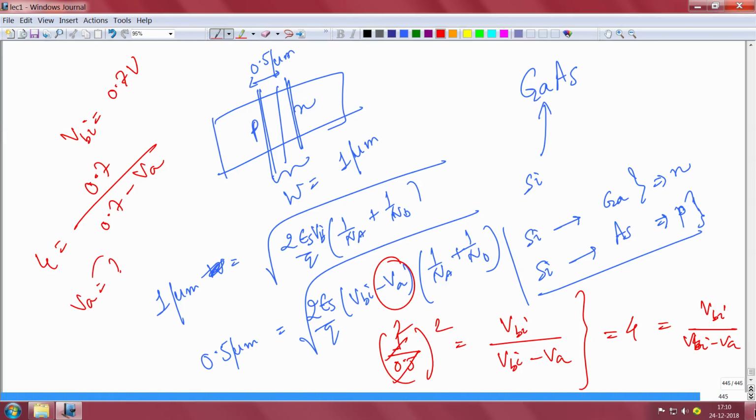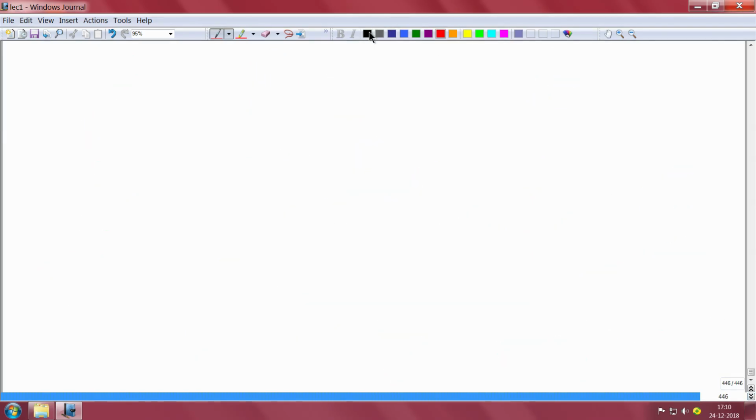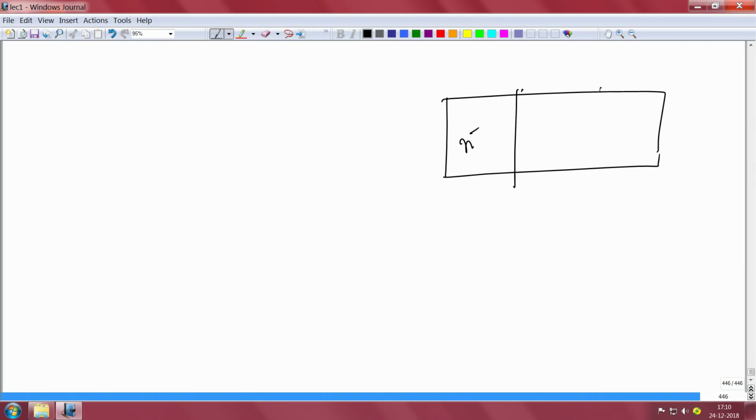So those kind of questions are not covered in many of the textbooks. In many of the thinking problems also, you have to think hard about the situation, what will happen if that is the case. For example, if I have an N minus semiconductor and N minus semiconductor, in between is undoped, then how will it look like?